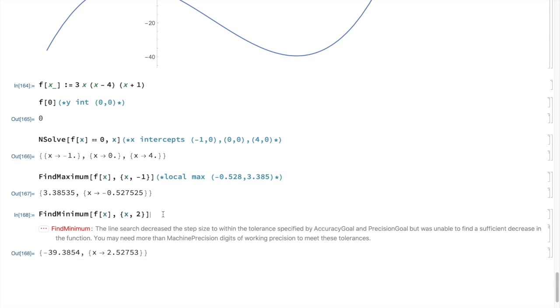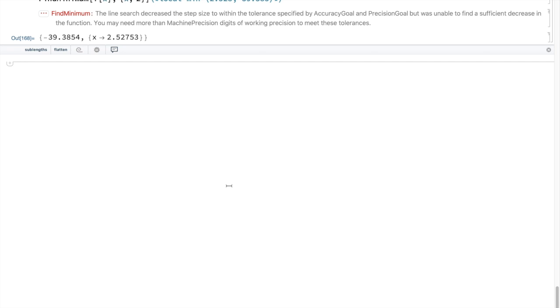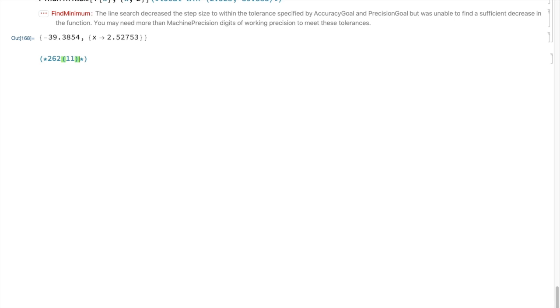So it looks like our local minimum is going to be 2.528 and negative 39.384. All right, so that would be the answer to number 5. Pretty easy. All right, now since this is a higher level class, why don't we actually do a really tough problem here? I'm going to be doing 262, and number 11 looks pretty juicy. Why don't we do that one?